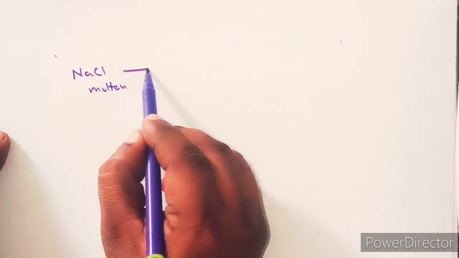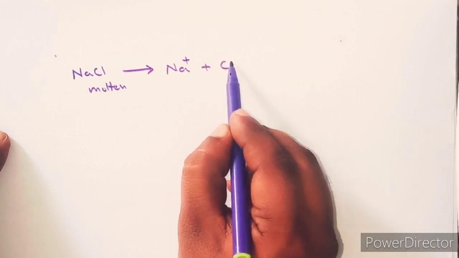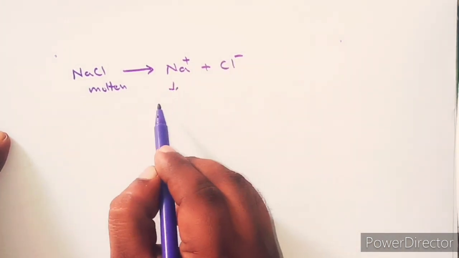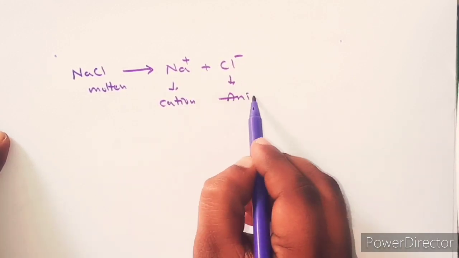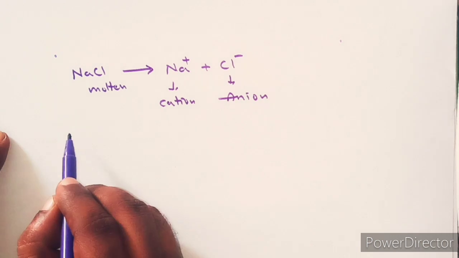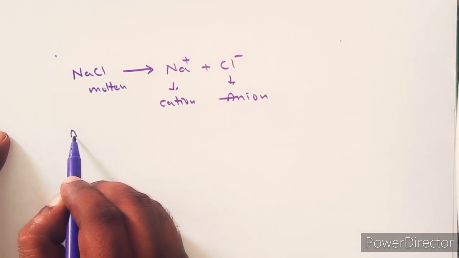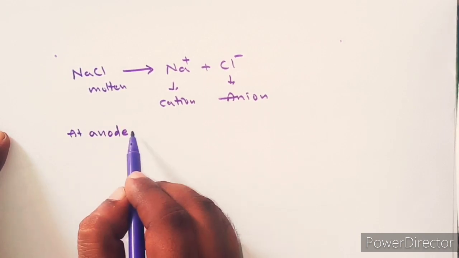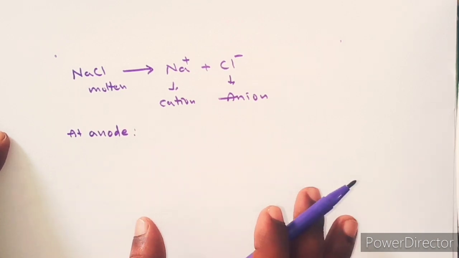How will it be ionized? It will be ionized as sodium ion and chloride ion. Here, sodium ion is a cation and chloride ion is an anion. Now where will the anions migrate? Anions migrate towards the anode. So let us write the reaction at the anode. My advice is that you write the oxidation reaction at the anode first, so that your answer will be clear and easy to understand.